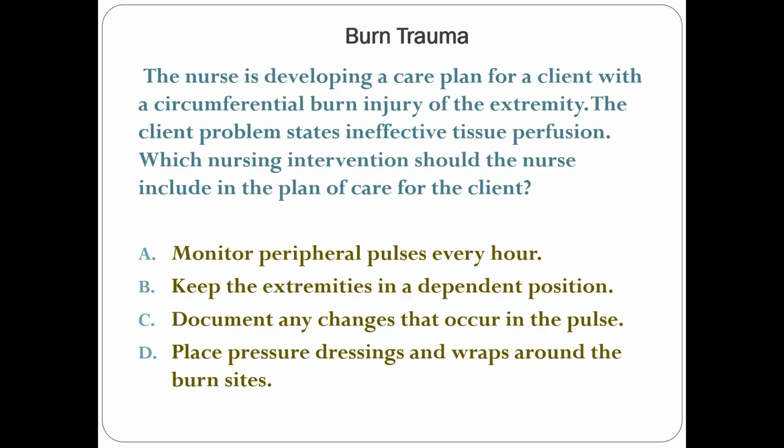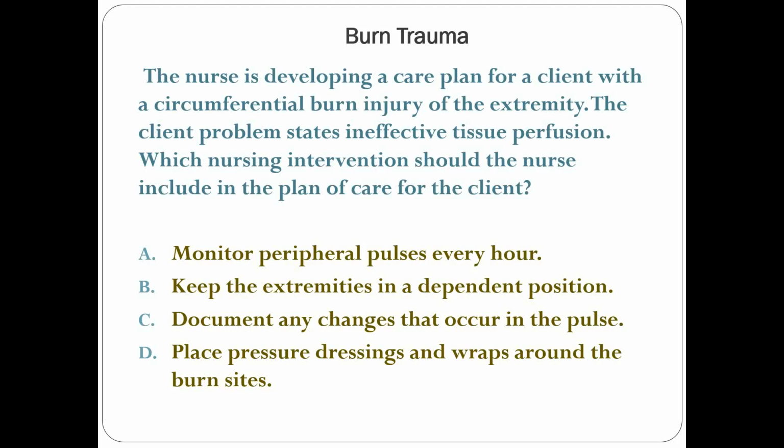The nurse is developing a care plan for a client with a circumferential burn injury of the extremities. The client problem states ineffective tissue perfusion, so which nursing intervention should the nurse include in the plan of care? Anytime there is anything mentioned as a circumferential injury, it doesn't matter whether it's a burn or a traumatic injury, the bottom line is you have to assess for perfusion, and that's by pulses. Does the patient complain of paresthesias, which is tingling and burning? Is there a lot of edema? Is there a diminished pulse? These are the things you really want to assess for.